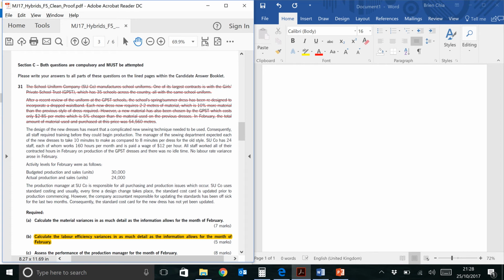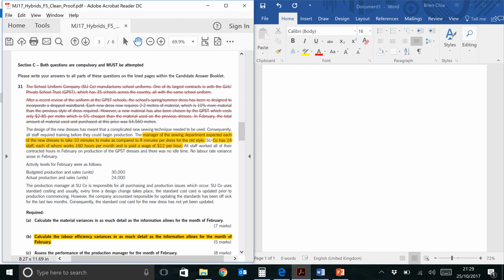The manager of the sewing department expects each new dress to take 10 minutes compared to 8 minutes of the old style. So that means there has been a change in the amount of time taken for the dress to be created. We're going to highlight that. And SU Co has 24 staff, each of which works 160 hours per month and is paid a wage of $12 per hour. That's pretty important. We're going to highlight that as well. There is no idle time and no labor rate variance. So that's all the data that we have.